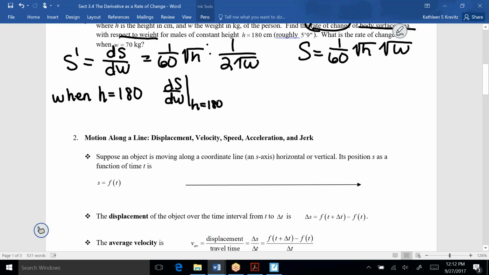So let's plug that in. Then we have the square root of 180. Oh, this is s prime here, not just s. That is s. This is the s prime that we want to look at here. So we have the square root of 180 divided by, and in our denominator we have 60 times 2. So I'll say divided by 120. And then we have the square root of w also in that denominator, times the square root of w down there.